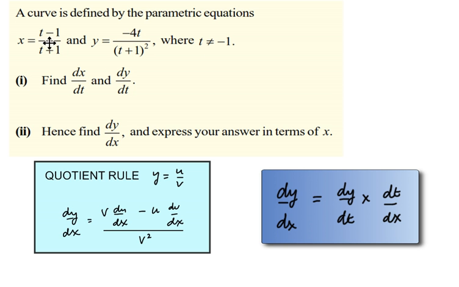Part 1 involves using the quotient rule to find dx/dt and also the quotient rule to find dy/dt. There is a chain rule part in that as well. And in the second part of the question, we're going to be using parametric differentiation, and there's a formula for that. Let's start by trying to work out dx/dt and dy/dt.